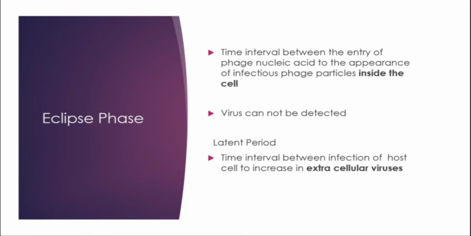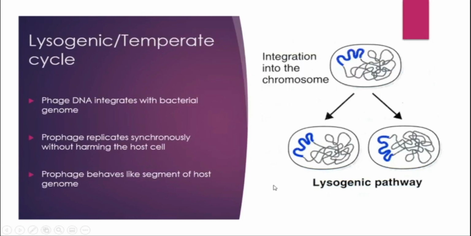Eclipse phase. Eclipse phase is the time interval between the entry of the phage nucleic acid and the appearance of infectious phage particles inside the cell. So the eclipse phase is the time gap between the entry of viral particles and the appearance of new viral particles inside the host cell. Whereas the latent period is the time interval between infection of the host cells and the increase in extracellular virus. So this is the time gap between the entry of the virus and the appearance of new viral particles outside the host cell. These are two terms which we have to learn and memorize in this slide.